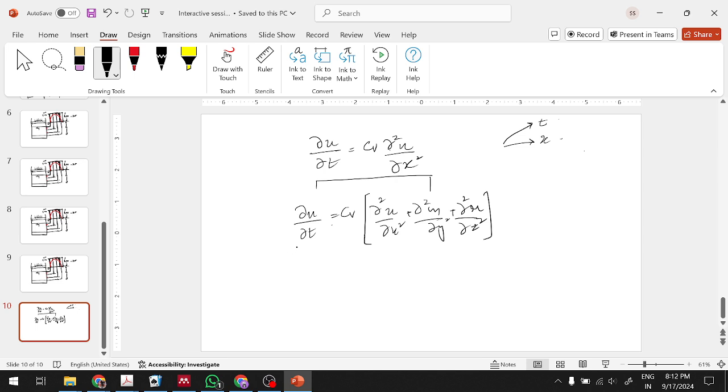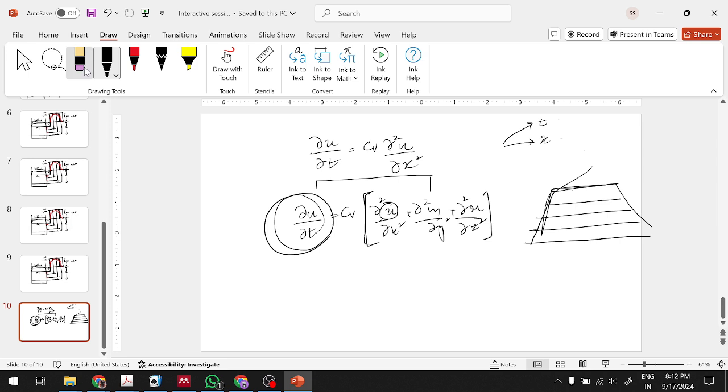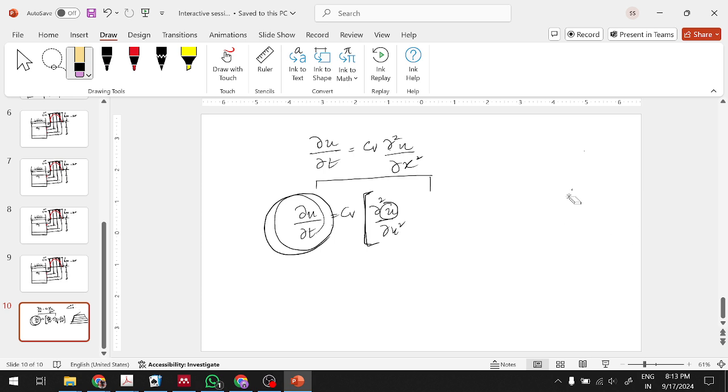So what it is saying is that the rate of change with time is dependent on the variation of pore water in space. But let us, for example, assume that this is a homogeneous material and there is no difference in x, y, z directions. Let's say it's an isotropic material for argument's sake.